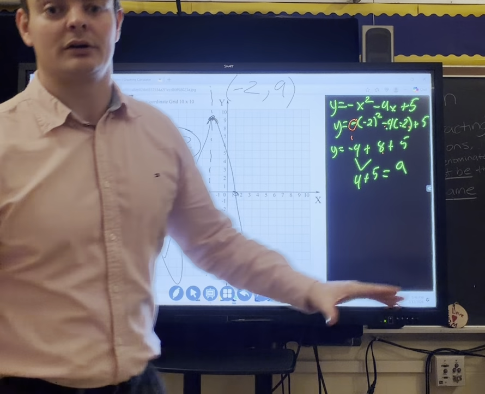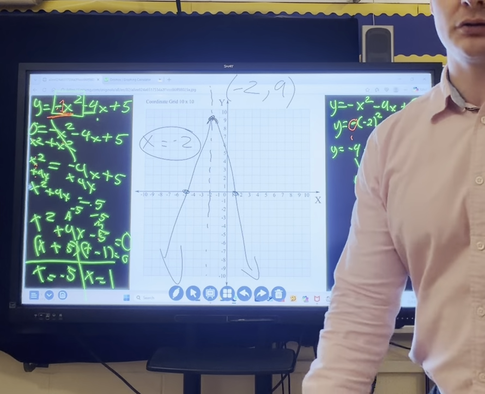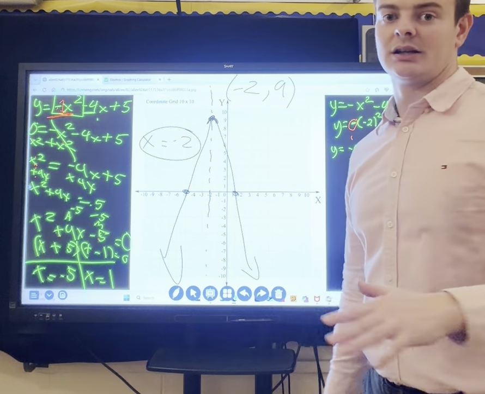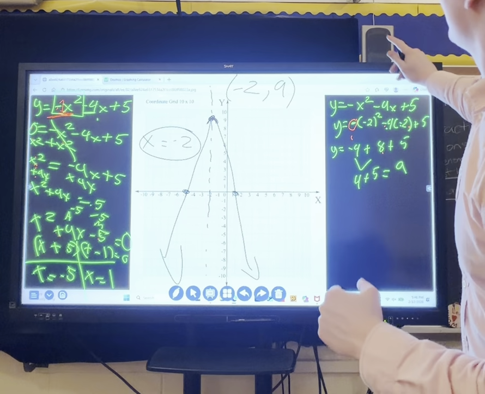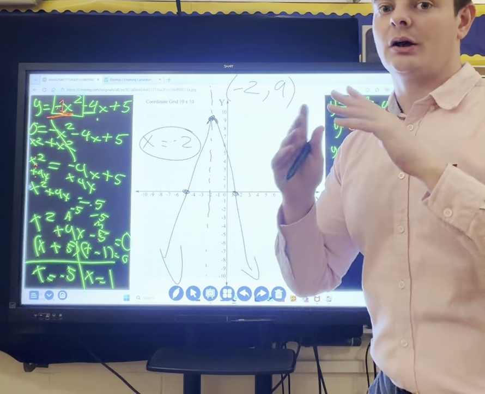I talked too long. Hope that made some sense. Negative b over 2a, that's the vertex. Find the x, plug it in to find the y. That's the turning point of the parabola. Hope this helped.